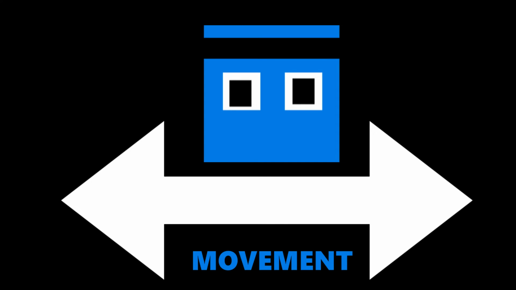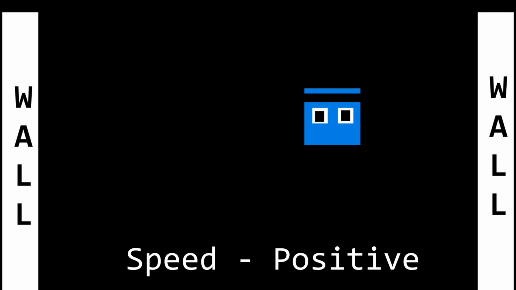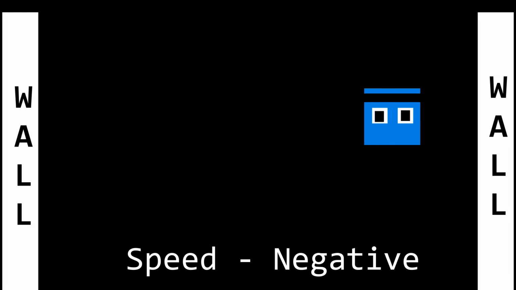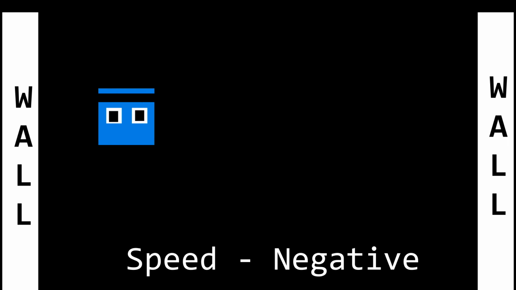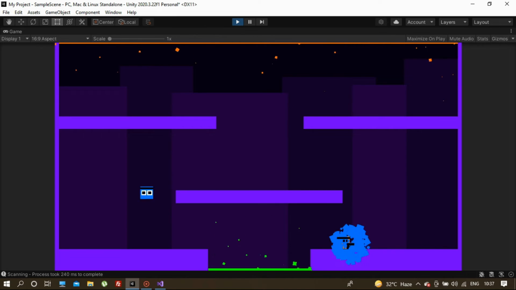I started working on enemy movement, but it was a bit complex. Let me tell you why. In my game, I want the enemy to move in a particular direction, but when it collides with the wall, I want the direction to be reversed. In other words, if the enemy collides with the wall and the speed is positive, then I want it to be negative, and if it is negative, then I want it to be positive. In order to solve this problem, I multiplied my speed by -1 on collision with the wall. Now as you can see, it worked out very fine.